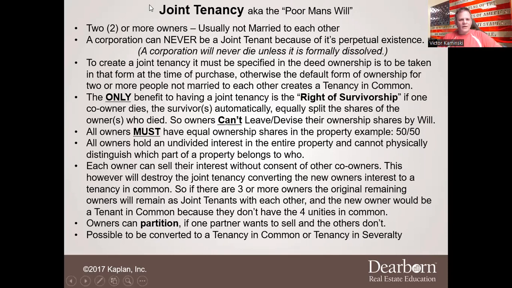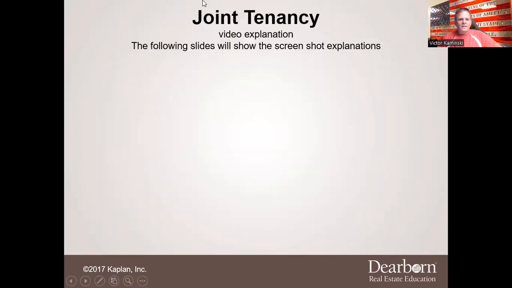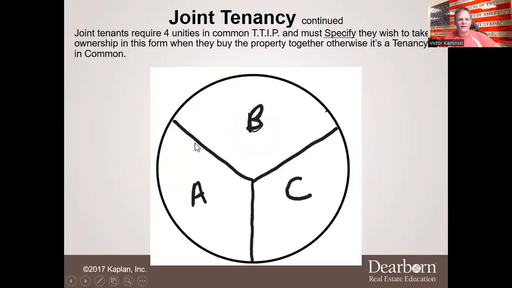So let's now examine this. These are the rules I put all in one place for you for joint tenancy. The video for explanation is the video that I am showing you right now, that I'm talking to you. So I'm going to create a video out of this.